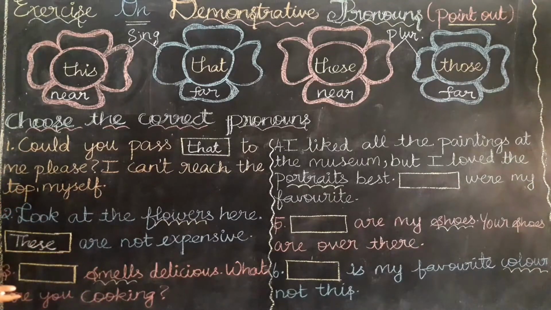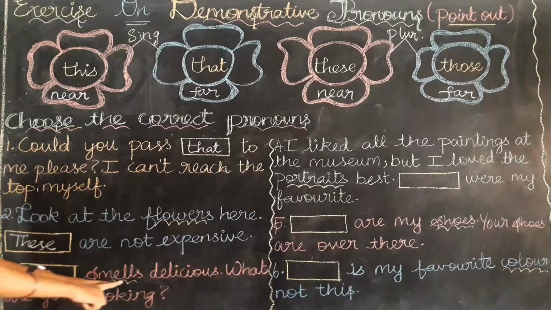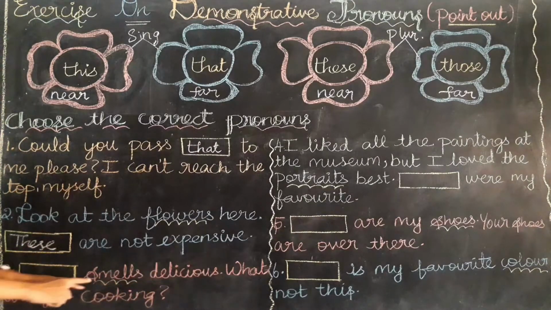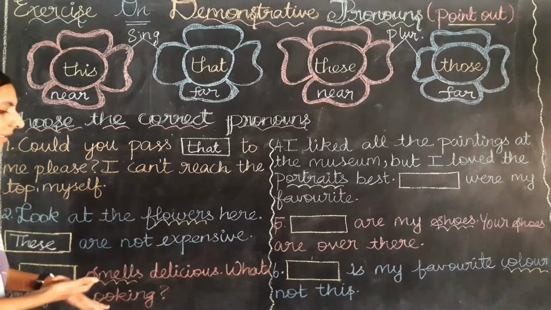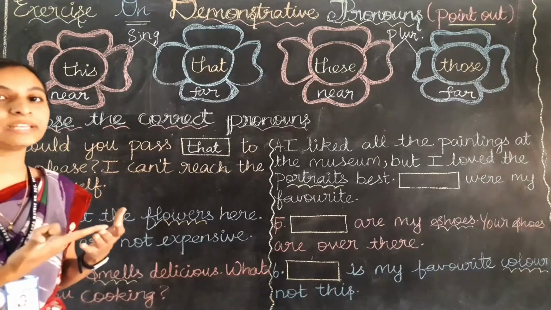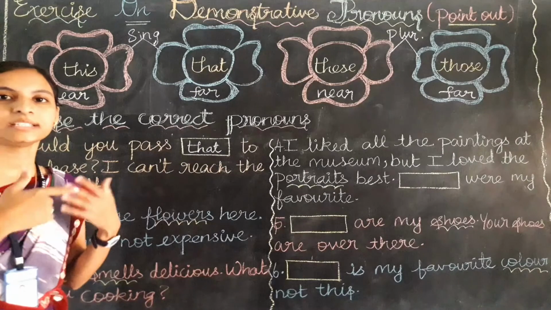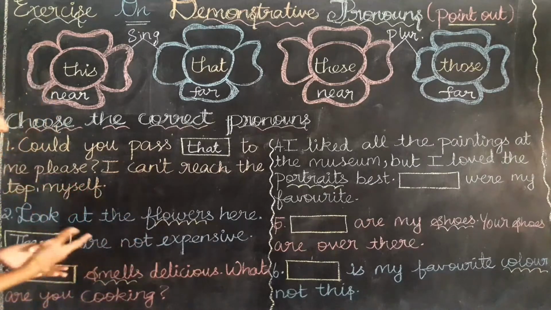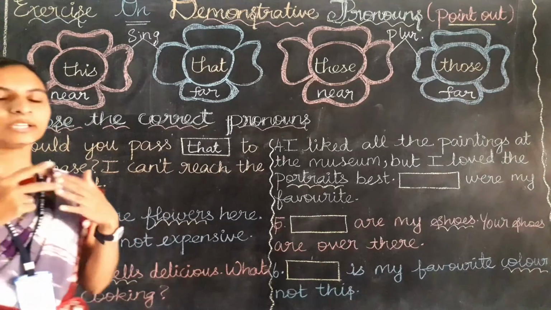Okay, now let's go for the third. Dash smells delicious. What are you cooking? I'll tell you the Tamil translation. இது வந்து ரொம்ப delicious, டேஸ்டியா ஸ்மெல் வருது, என்ன குக் பண்றீங்க? They are asking. So when we are pointing out, so when do you ask?